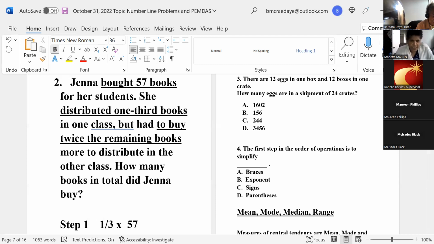Marietta? 1/3 times 57. In other words, 57 divided by 3. What does that give you? 19. Okay, so that's what I got too. Everybody got 19 for the first step, right? Yes, miss. Maureen, what's the second step?